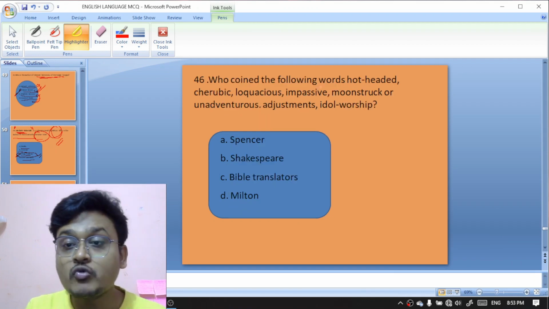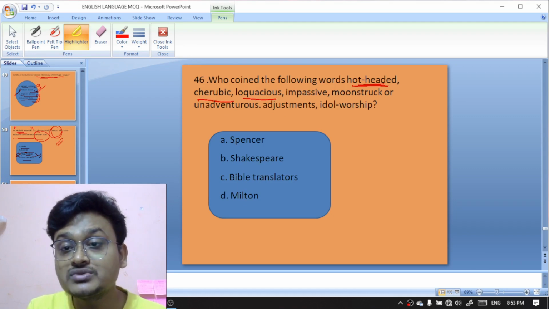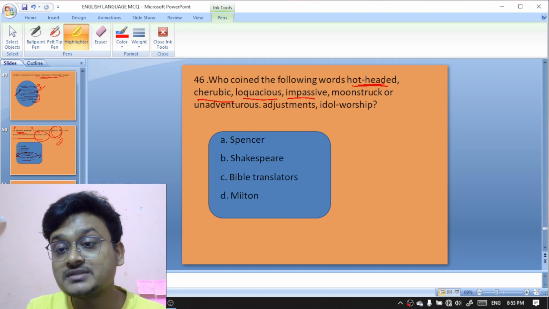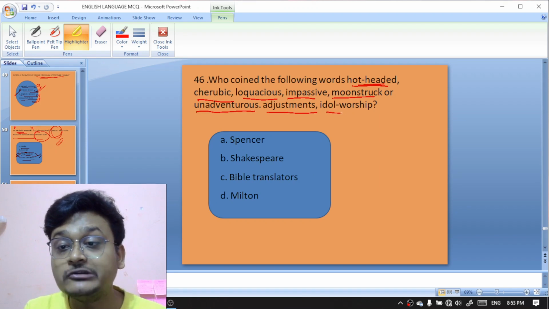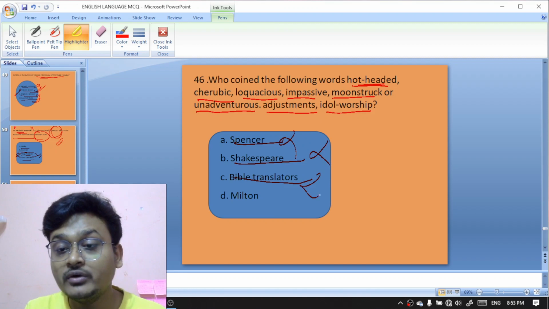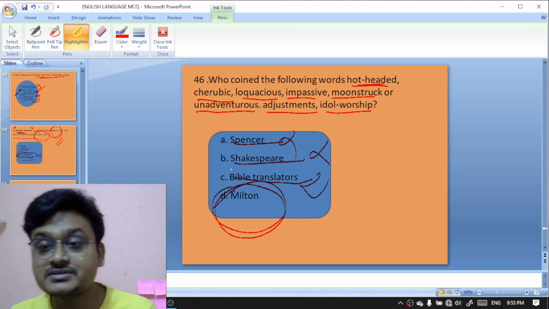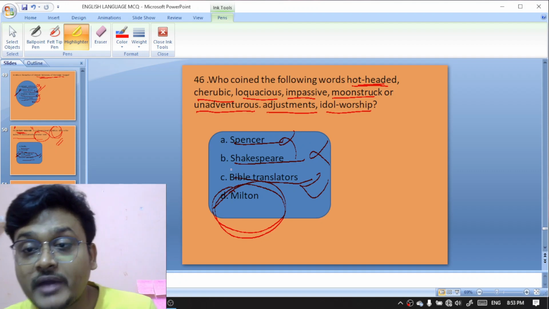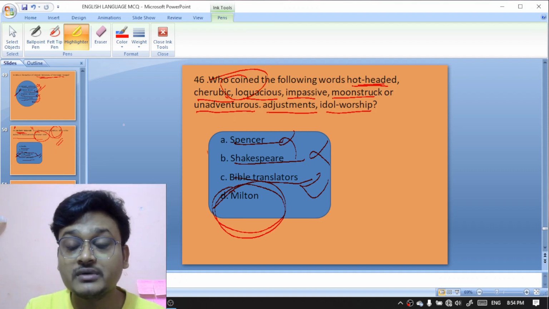Next question. Who coined the following words like hot-headed, cherubic, loquacious, impassive, moonstruck, unadventurous, or idol worship? Spenser, no. Shakespeare, no. Bible translators, no. It is Milton. Cherubic, loquacious, impassive, moonstruck. These were coined by Milton.